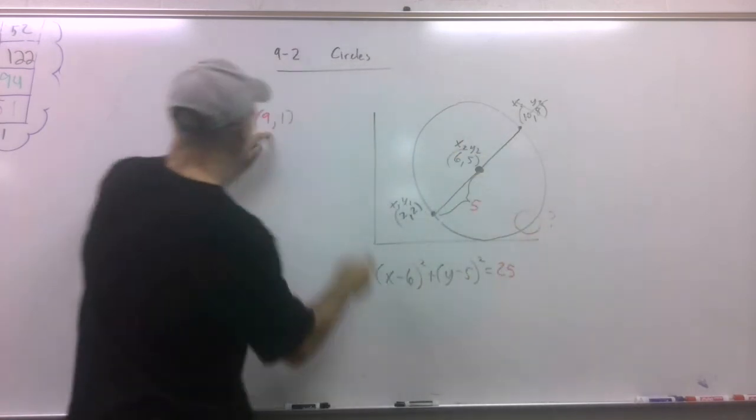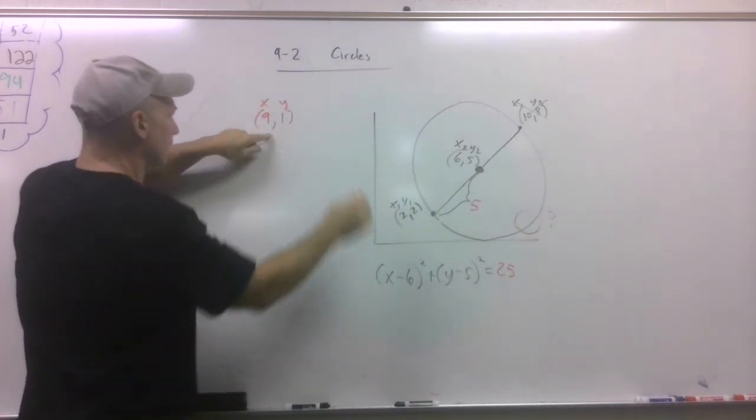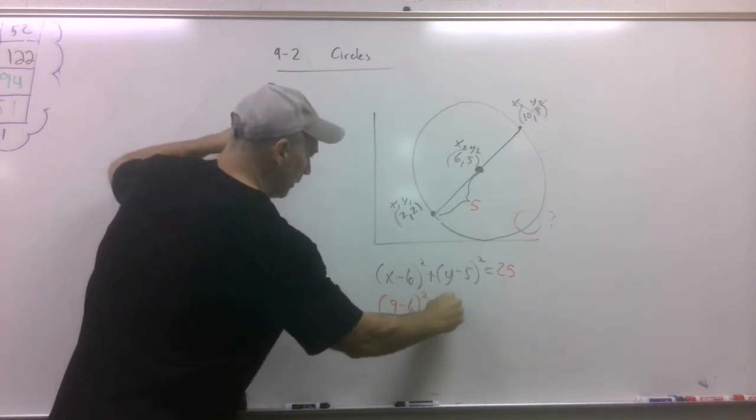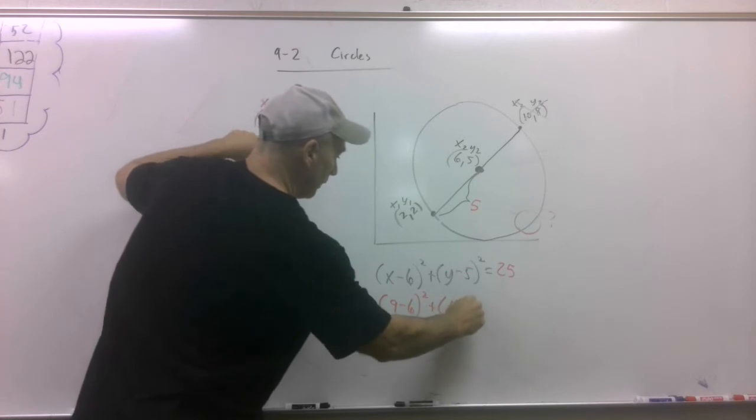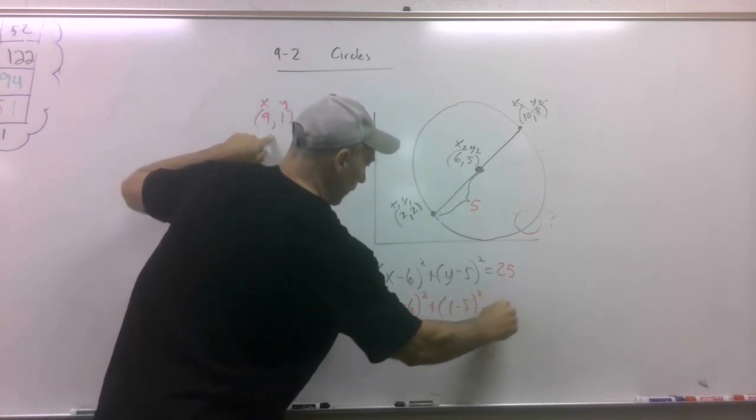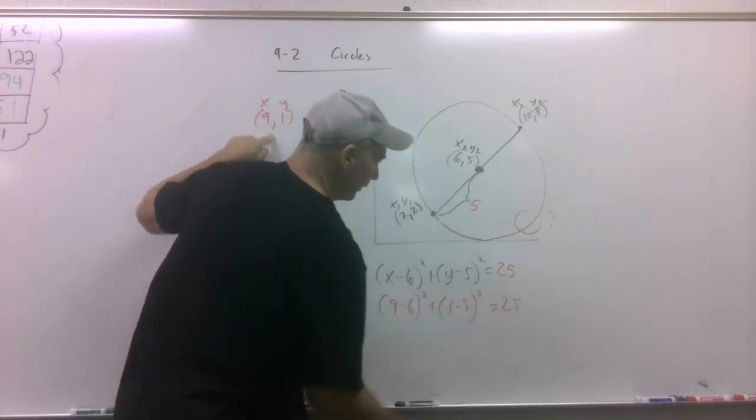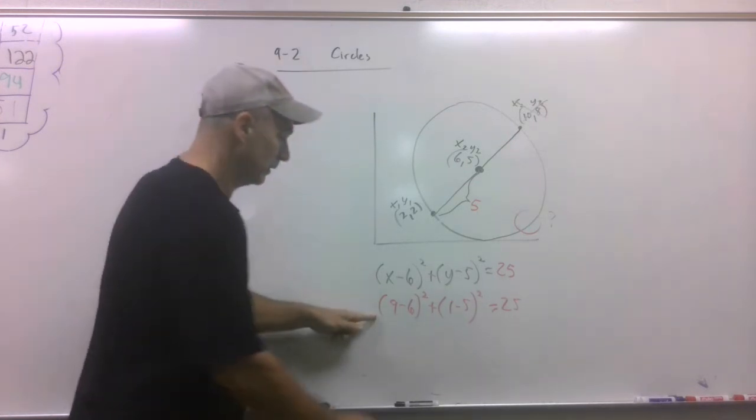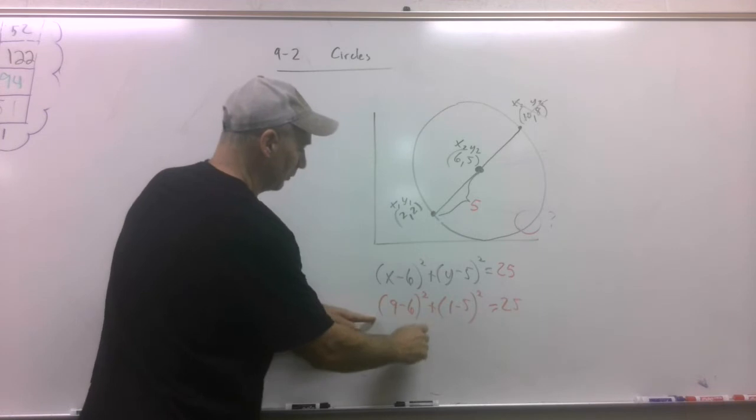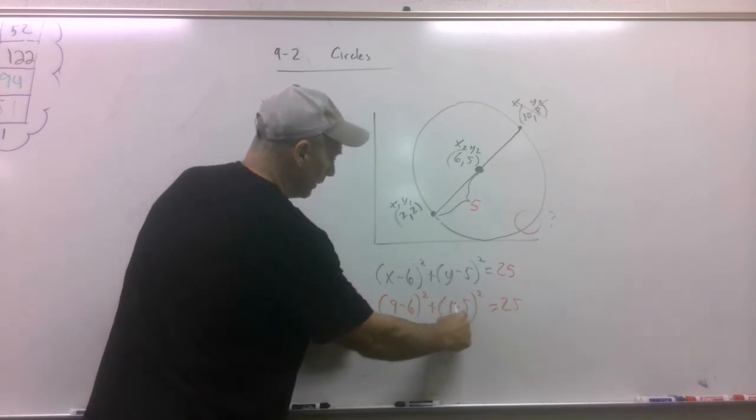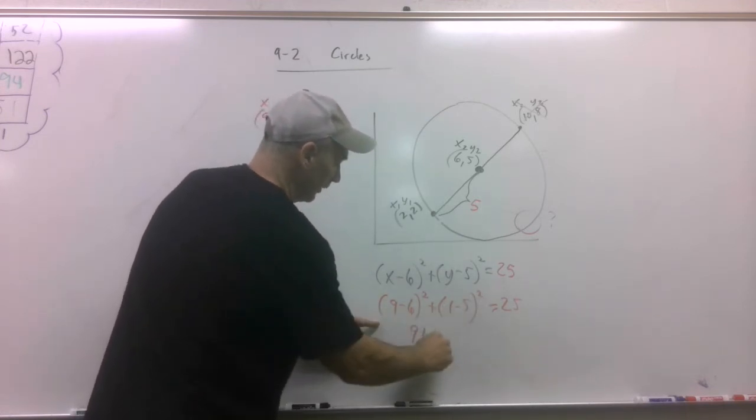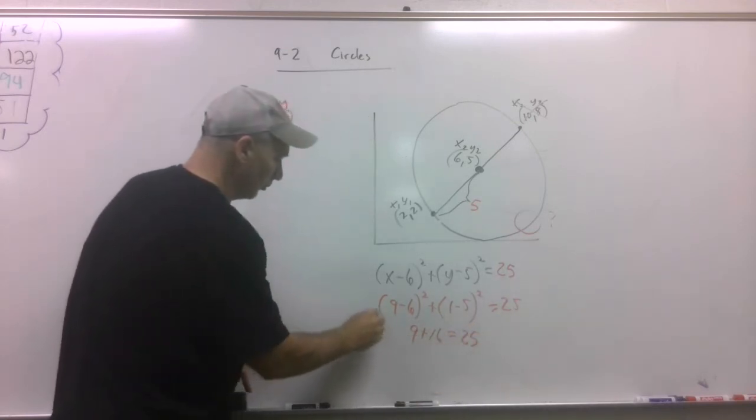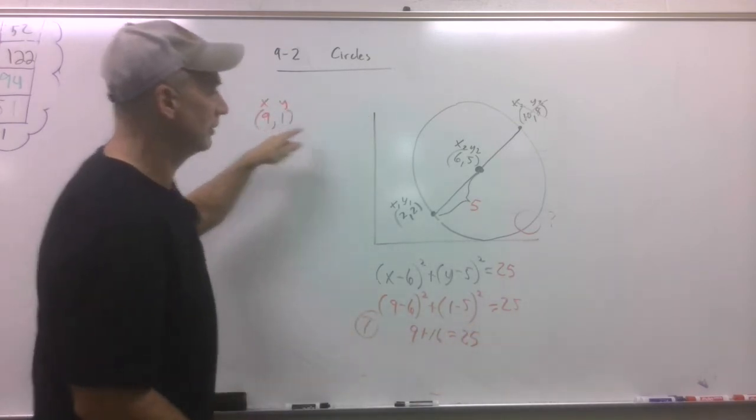We're going to take this point (x, y) and plug it in here. So (9 minus 6) squared plus (1 minus 5) squared. And we're going to ask ourselves, does this equal 25? But there's an interesting interpretation coming up, so be prepared. 9 minus 6 is 3. 3 squared is 9. 1 minus 5 is negative 4, squared is 16. And if you look at that, you're like, yep, that's true. So yeah, put the kiosk right there.